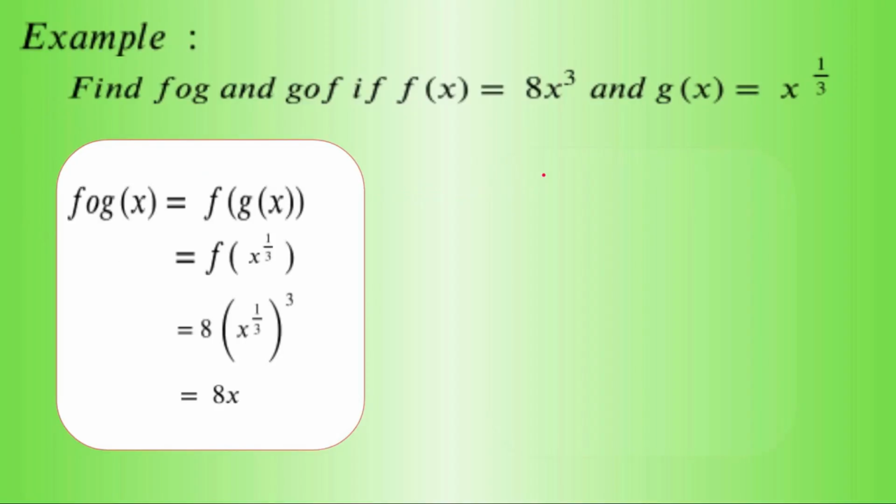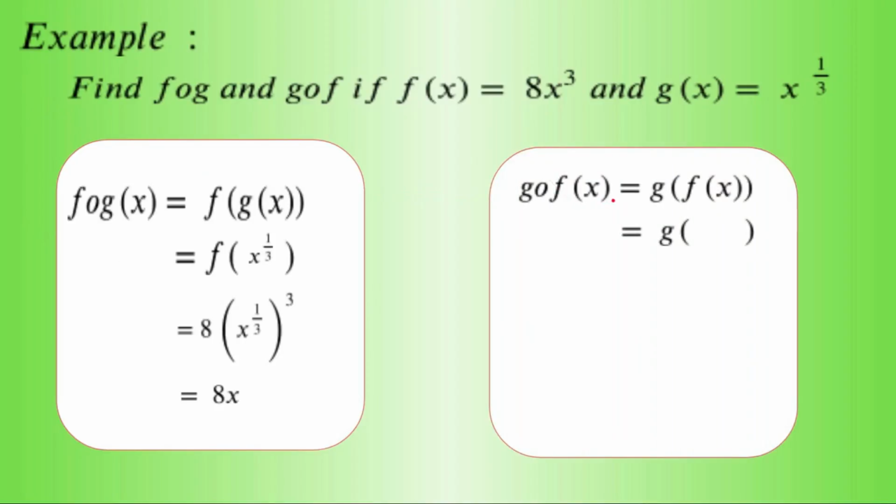Similarly, g composition f of x, which is g of f of x. What is f of x? 8x cube. Then what is g of 8x cube? g of x is x raised to 1 by 3. Then g of 8x cube is, replace x with 8x cube here. Then 8x cube all raised to 1 by 3, which is 2x.